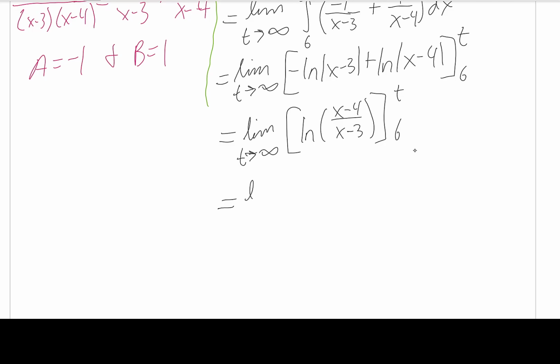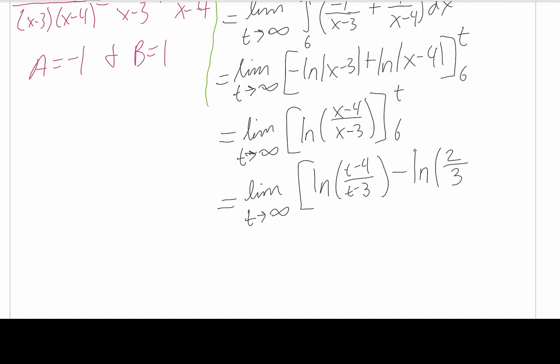So then this is the limit as t goes to infinity of ln of t minus 4 over t minus 3, minus ln 2 over 3. And I get that from plugging in 6 for x.